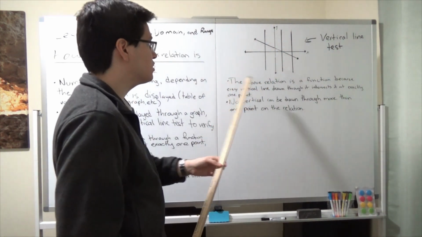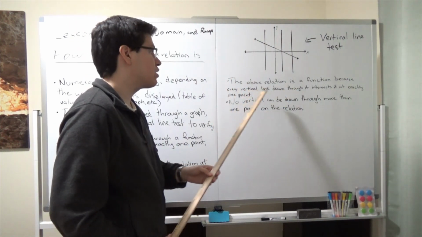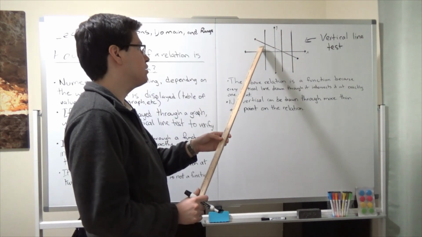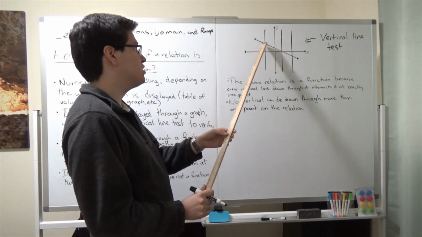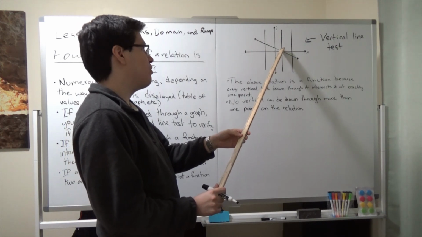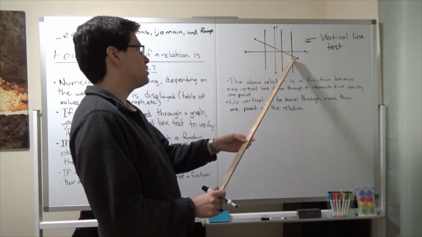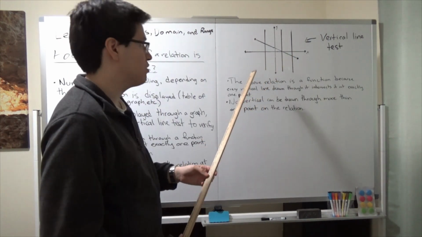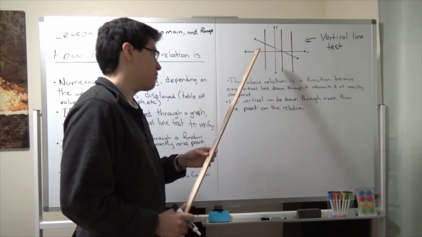So the above relation is a function because every vertical line drawn through it intersects it at exactly one point. As you can see, this line intersects here, 1 point. This line intersects here, 1 point of intersection. This line intersects here, 1 point of intersection for this relation. So therefore this is a function.